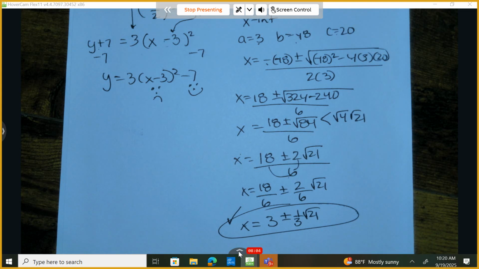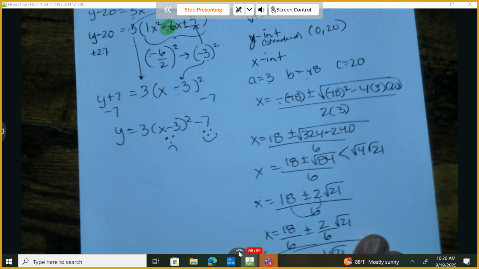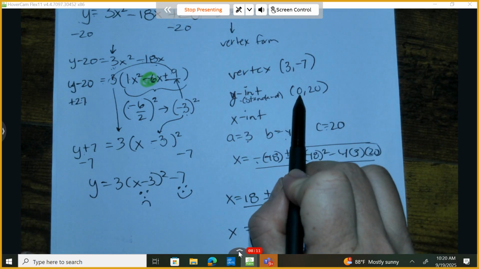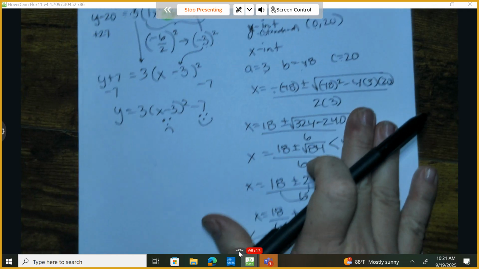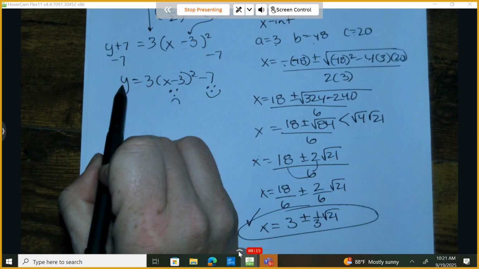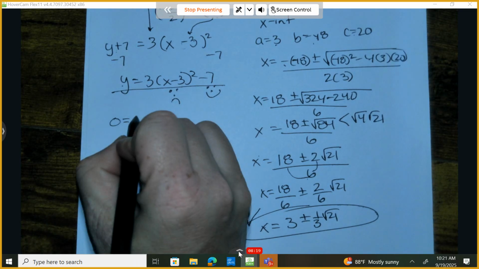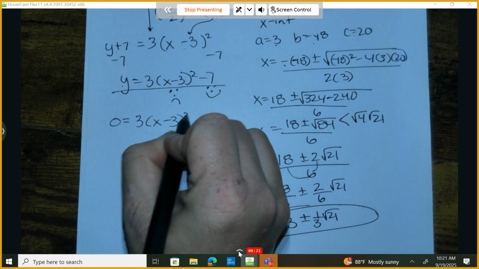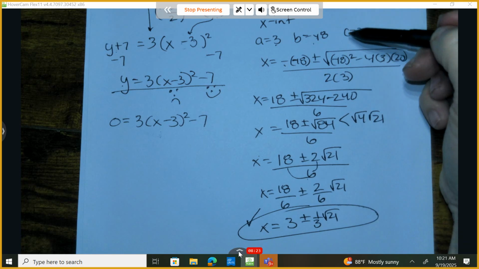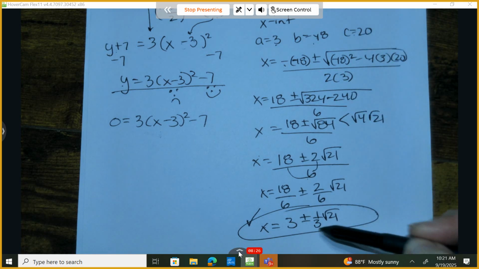What's some other option in order to find the x-intercept algebraically? When we found the y-intercept, notice how x is always 0. And when we find the x-intercept, y is always 0. So I'm going to take the vertex form and replace y with 0. I'd like you to write this down on your paper with me. This is a method you've already learned.